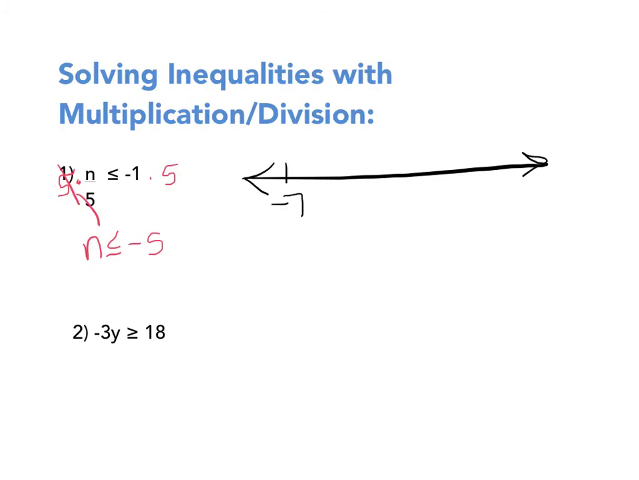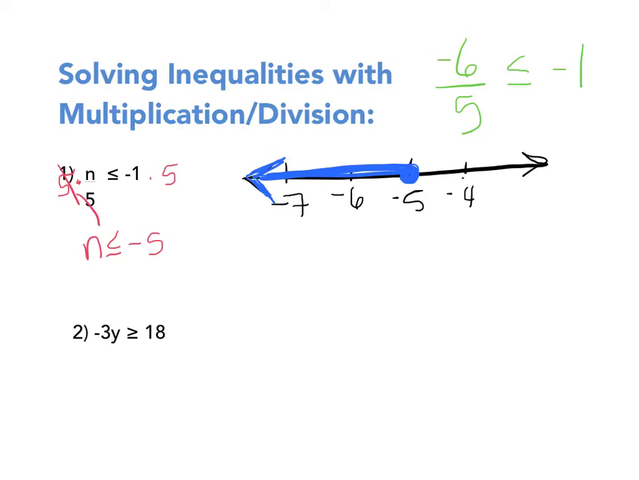We'll start at negative 7, negative 6, negative 5, negative 4. And I'm going to put a closed circle on negative 5 because negative 5 is included in the solution. And I will shade everything less than negative 5. And I'm just going to go ahead and check. Let's plug in a negative 6. So negative 6 divided by 5 is less than or equal to negative 1. That's true because this is farther down on the number line than negative 1. If this was negative 1, this would be negative 2, and negative 6 over 5 will be right about there. So we did it correctly.